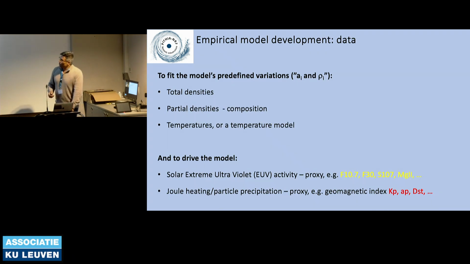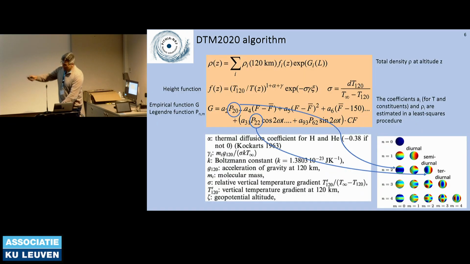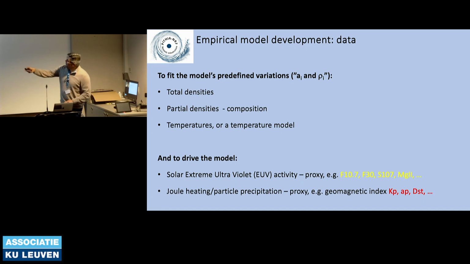So when we are fitting the model, what we do is we fit all these coefficients A and rho at the bottom of the model, using our observations. As observations, we have total densities, partial densities, so composition, and we have temperature, or in absence of temperature, you have to adopt some kind of temperature model.